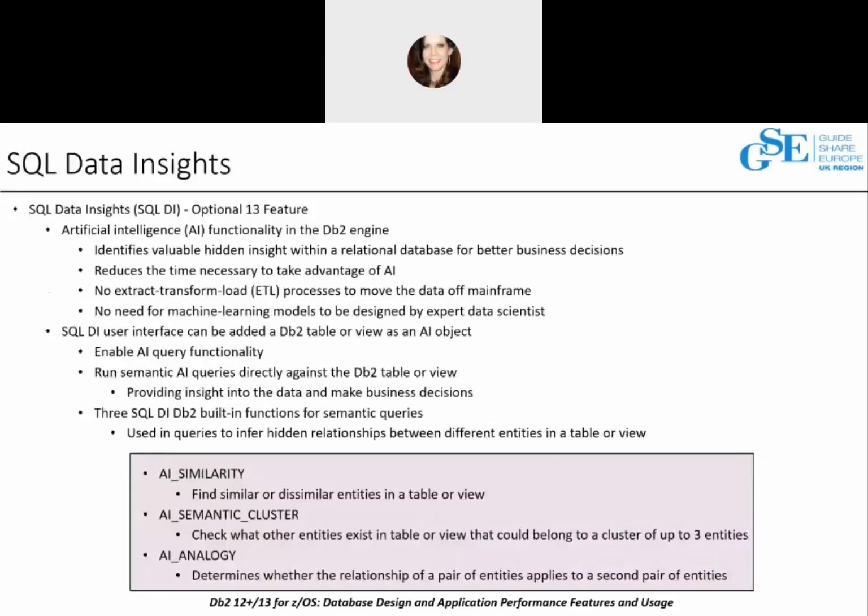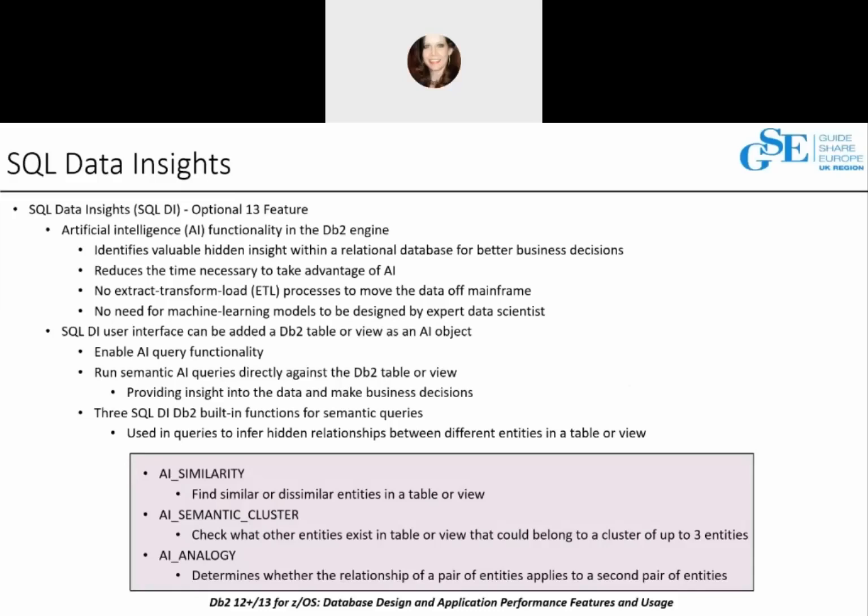SQL Data Insights, I saved this one for the final here because this is a big option. It's an option in version 13, and it's for those that are wanting to get into the area of artificial intelligence. There's support for this now in the Db2 engine. It will provide us insight into our relational database for better business decisions. There's no need for the ETL process to move the data off to some other platform to do this.